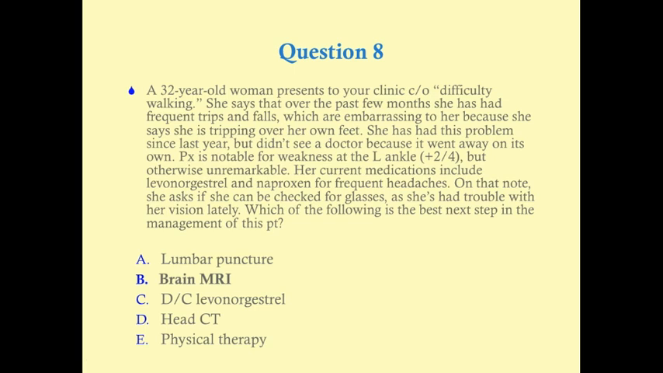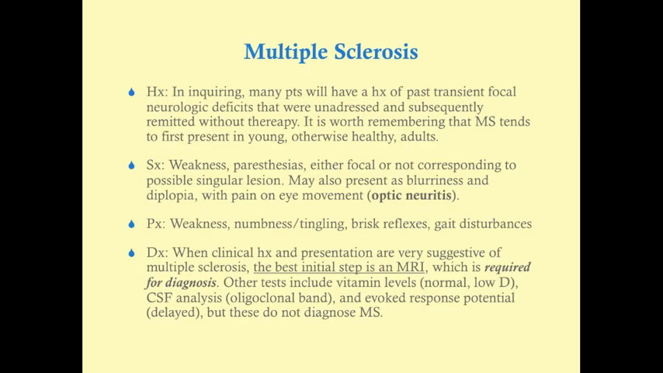So in inquiring, many patients will have a past history of transient focal neurologic deficits, like these coming and going problems, and a lot of times because they come and then they go, they're not addressed, and so they remit spontaneously and the patient doesn't go in and see a physician. So they'll have a history of these things coming and going, and then finally they go in and see somebody. So a lot of times this isn't the first occurrence.